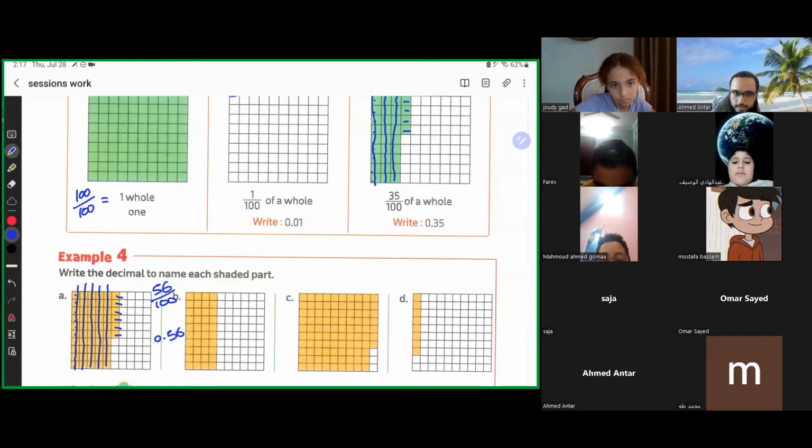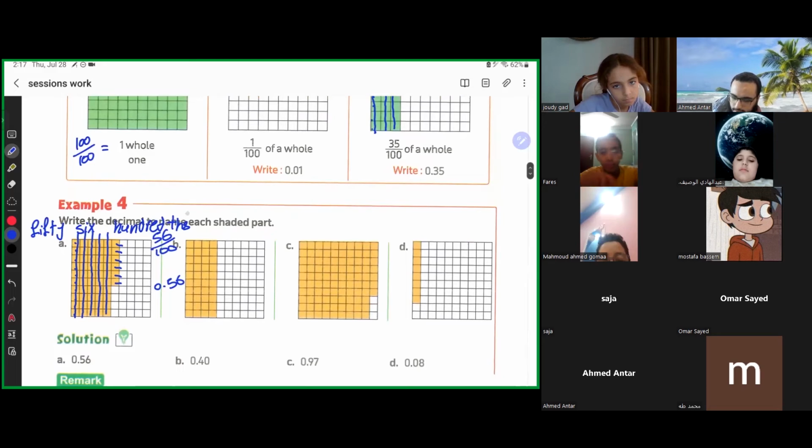Correct? You can also write it in words: 56 hundredths. Okay, you got it. Thanks, Omar.